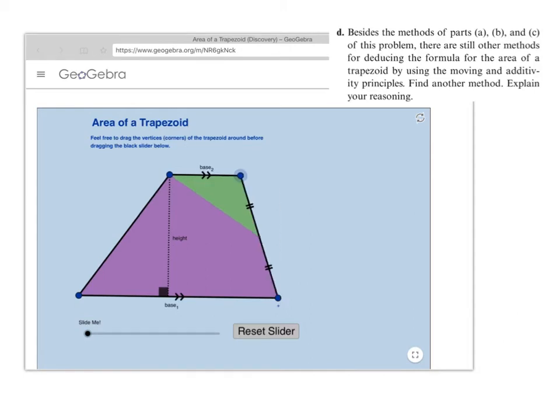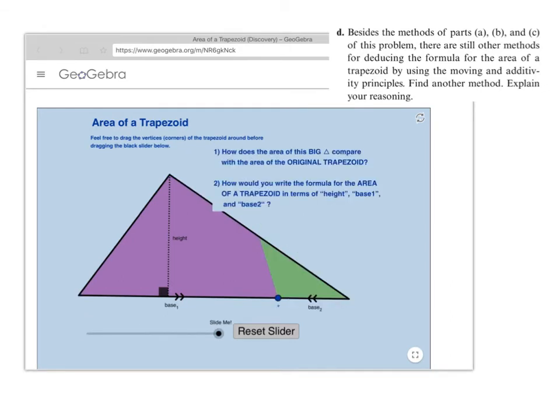Any of them would work, but basically you're going to slide that part over, and you'll notice now that you have one large triangle that has a base of B1 plus B2 and has a height of H. So that is one additional way you could solve the problem.